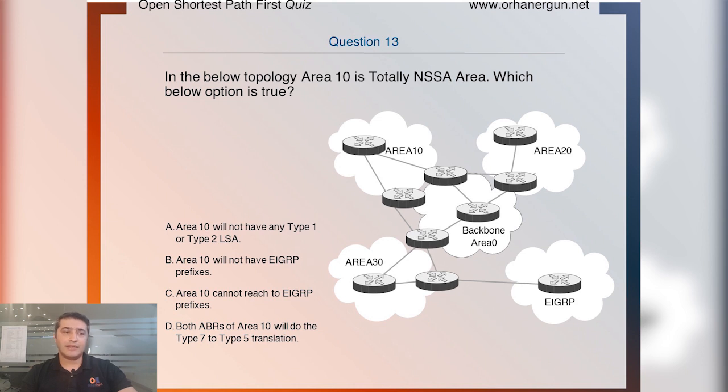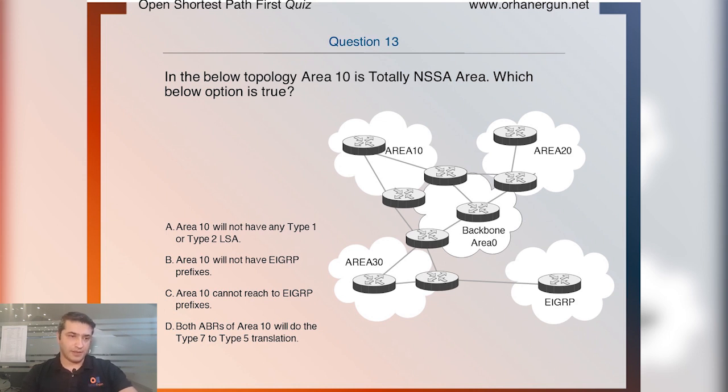Area 10 cannot reach EIGRP prefixes. No, it can. If you have total NSSA anyway, you need to have a default route, and through the default route you can reach any other prefixes, any other routing information in the network. And D, both ABRs of area 10, okay, we have two ABRs, will do the type 7 to 5 translation.